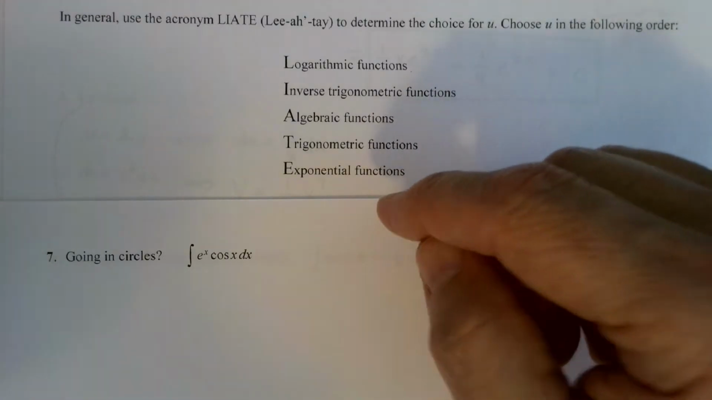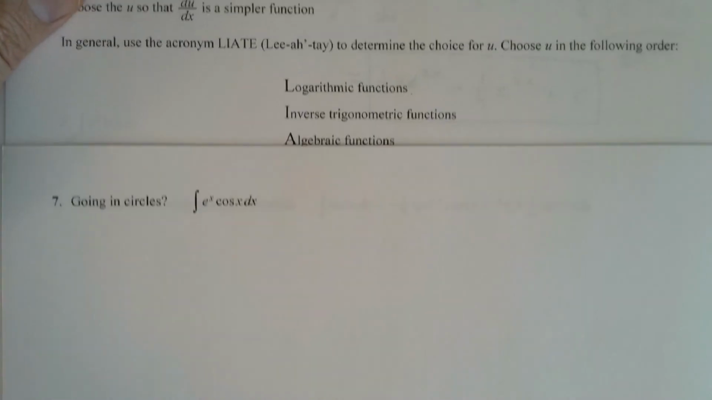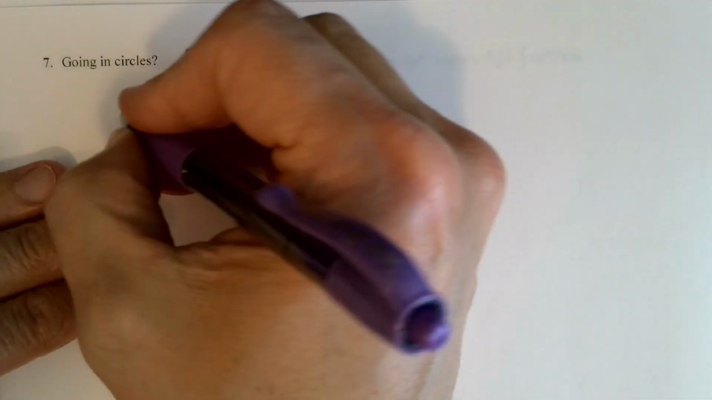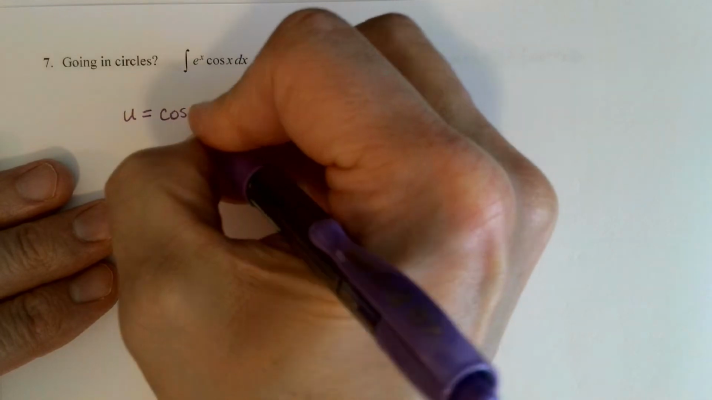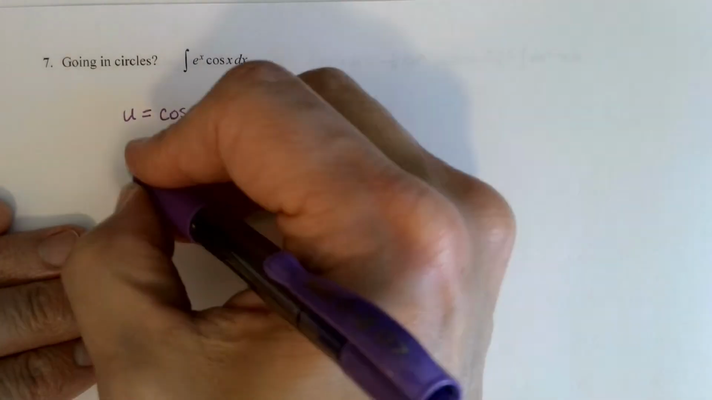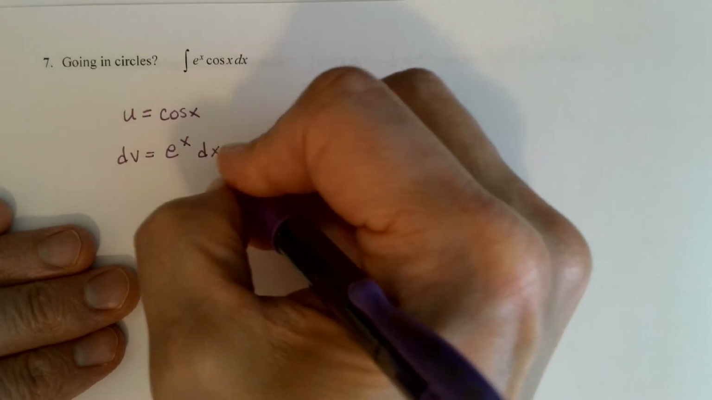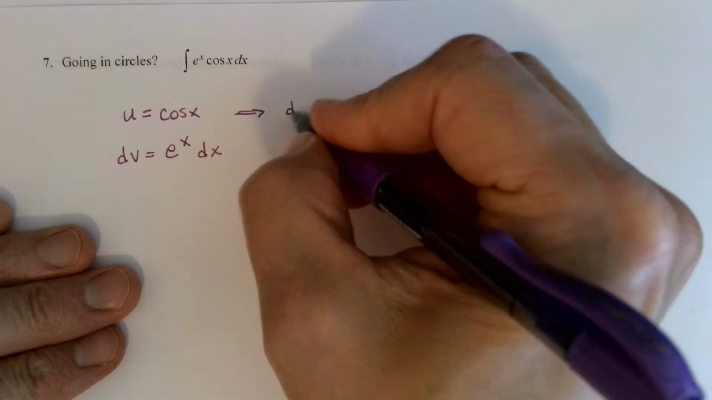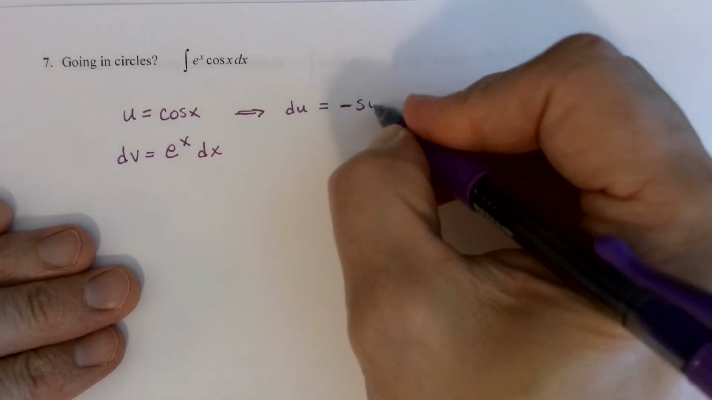I'm going to choose in this case u to be cosine of x. Now you can see I've entitled this going in circles, and you'll see kind of what we mean here. So if u is cosine of x, then dv is just e to the x. So what is the derivative of cosine of x? That is negative sine of x, right?